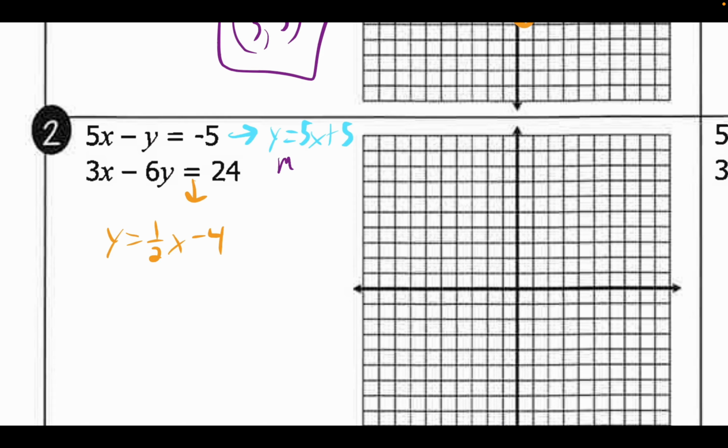So as I graph this top equation, the slope is 5 or 5 over 1, and the b is 5. And my graph would look something like this. And my other equation has a slope of 1/2 and a y-intercept of negative 4.